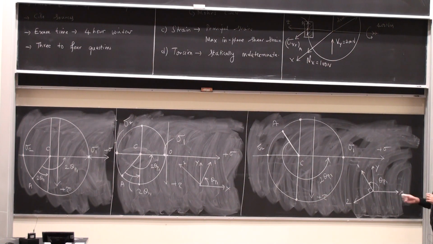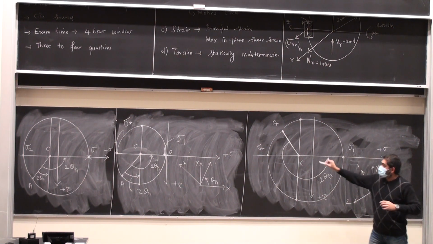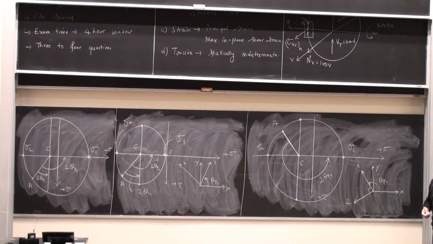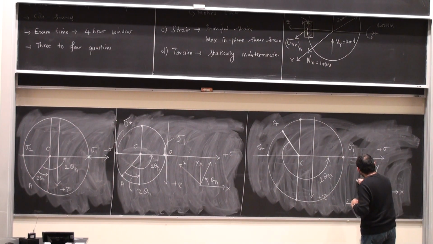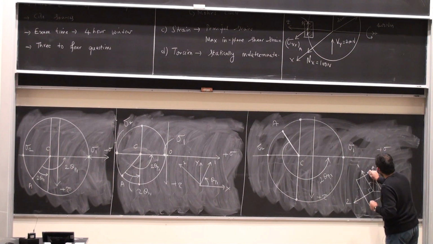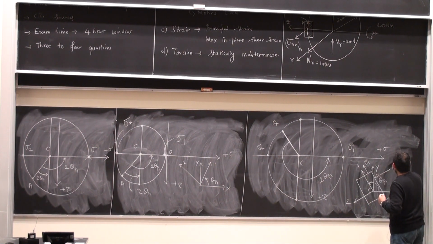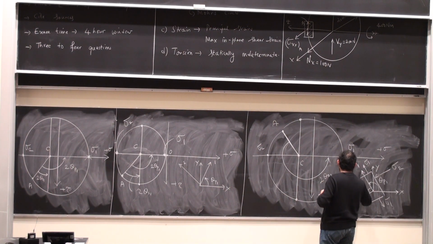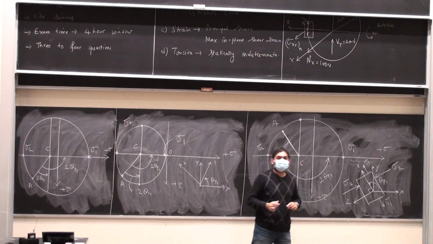The direction of the principal stresses, I know that this is tensile, that is compressive. So if I draw the rectangle out, this is going to be sigma 1 and sigma 2. Does this make sense to you?